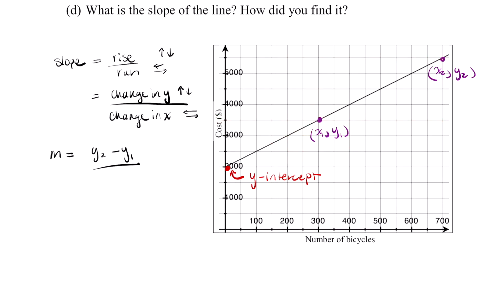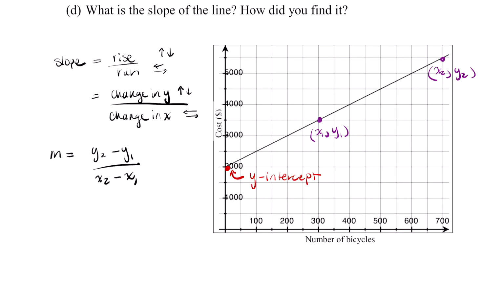And the same thing with x. If we want to know the change in x, so the left and right change, I have to figure out what this distance starting here to here is. And so this is the larger x value. Here's the smaller. And so let's subtract x2 minus x1. And this is our formula for slope.